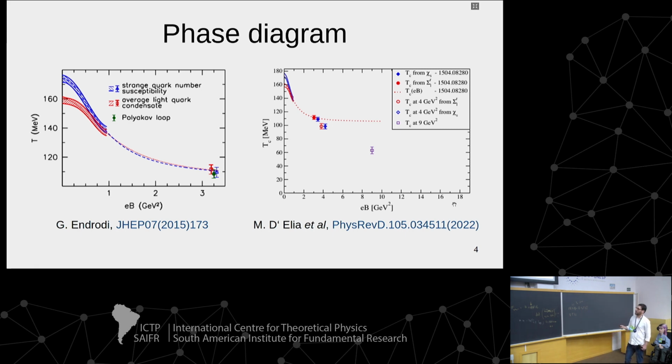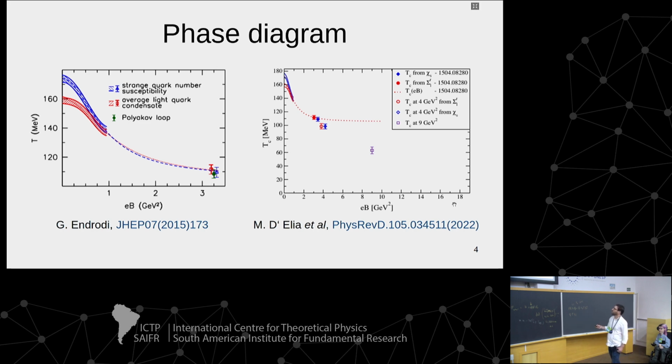So from the theoretical point of view, there is an increasing interest in searching for the critical temperature at which strongly interacting matter changes from free quarks to hadrons, right? This is the phase diagram, where here you have temperature and magnetic field. In this work of Endrodi in 2015, he found the critical temperature up to 3.45, I don't remember exactly. And in this regime, you actually have a crossover, not a real transition.